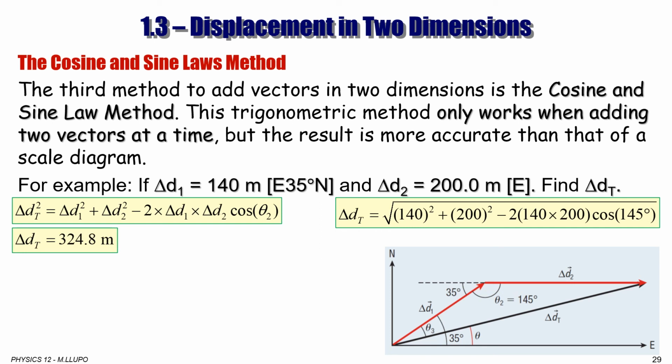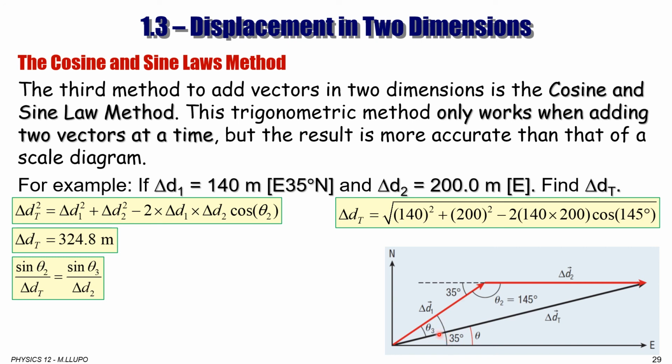So delta D total, after you did those calculations in your calculator, is 324.8. You try it yourself and see if we got it right. Now, to get an angle, the angle between the total vector and the horizontal axis, x-axis or east axis in this case, is theta. How to find it? We know that this angle here is 35 degrees because it's given.